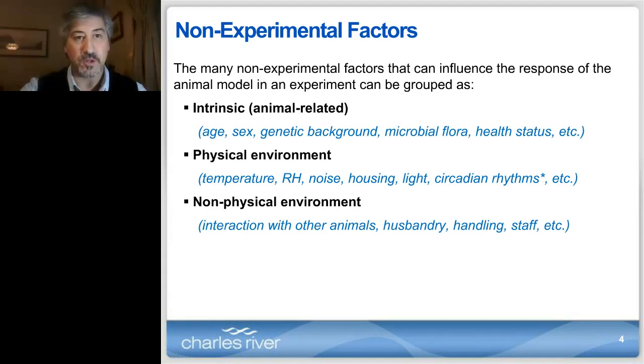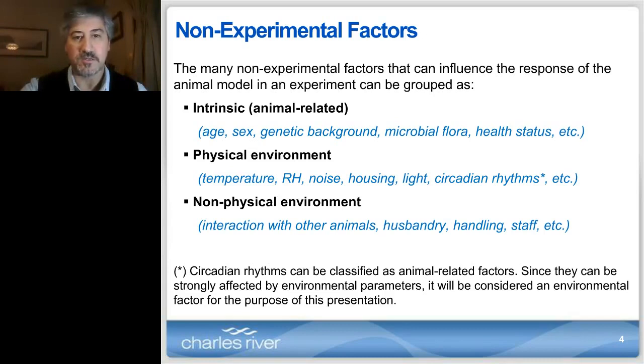The physical environment also has, and this is what we're going to discuss tonight, an impact, and I'm going to give you examples of this impact. But the main variables of this physical environment can be temperature, humidity, noise, light, also very important for rodents, the circadian rhythms. In some cases this is classified, or I have seen this, as an animal-related factor, and in fact it is an animal-related factor, but the environment has such a powerful influence on circadian rhythms that for the discussion today I'm going to consider that as part of the physical environment of the animal.